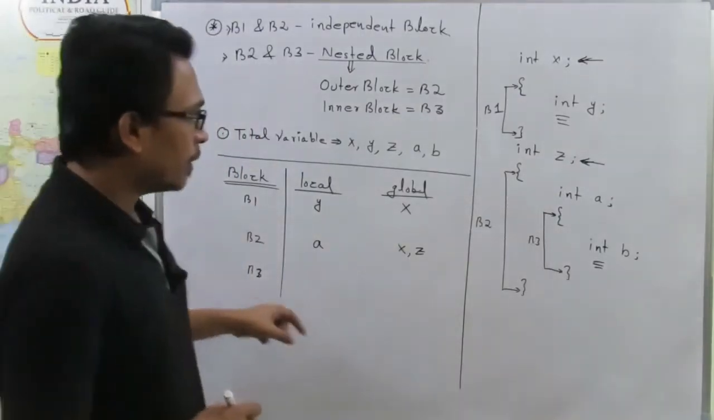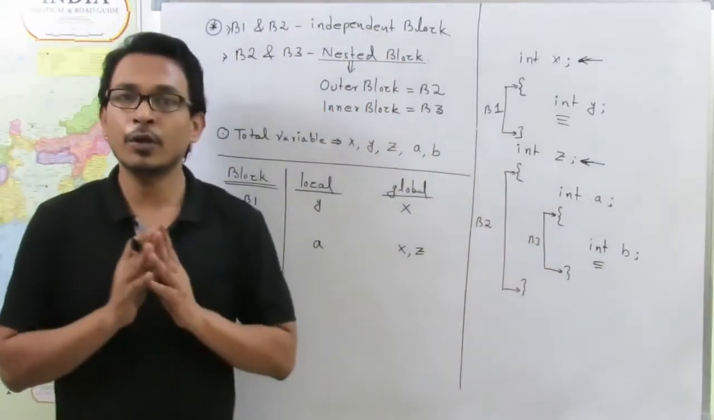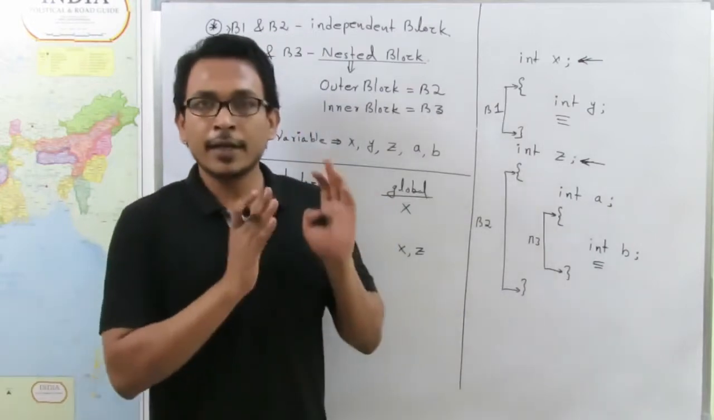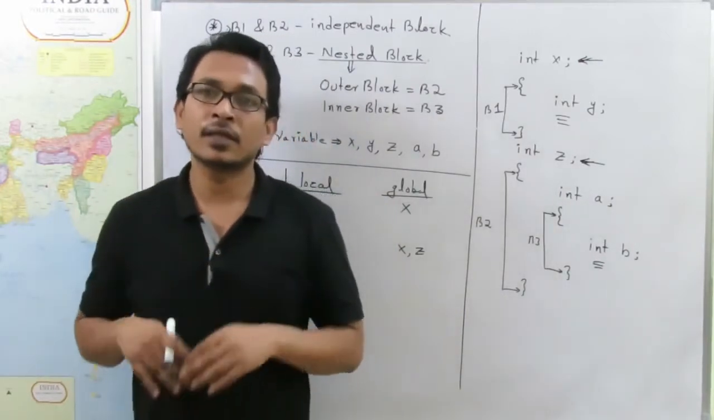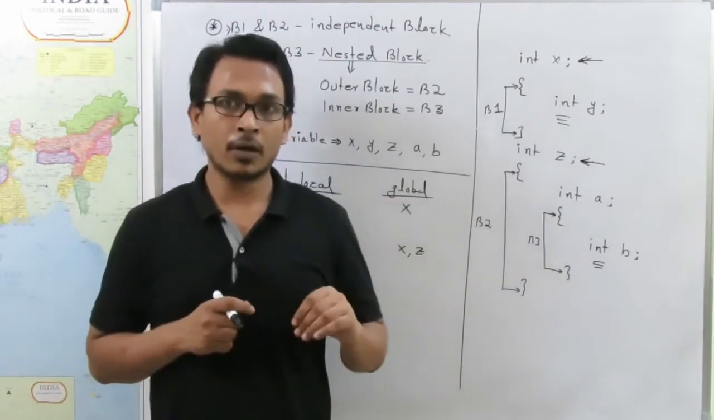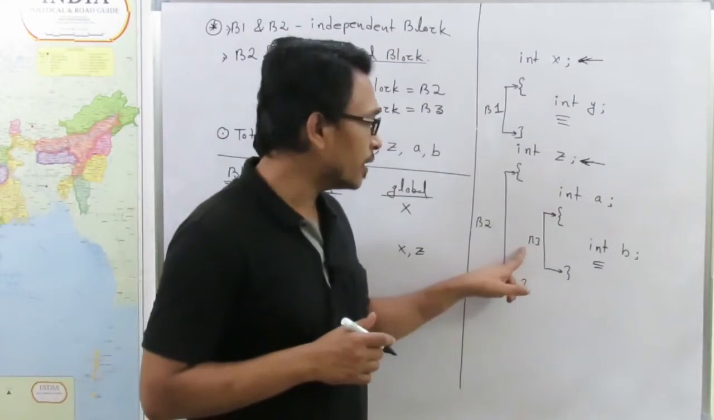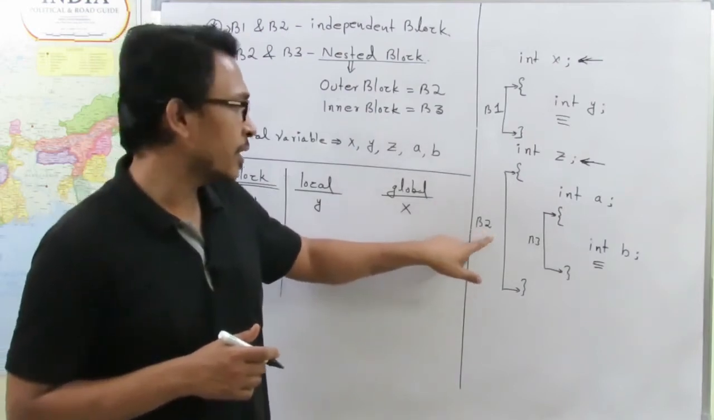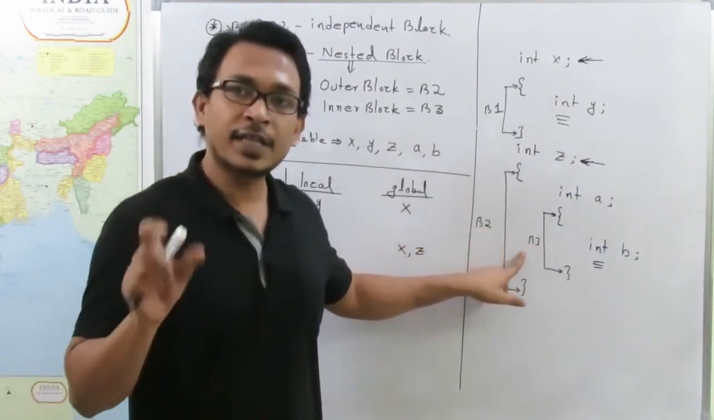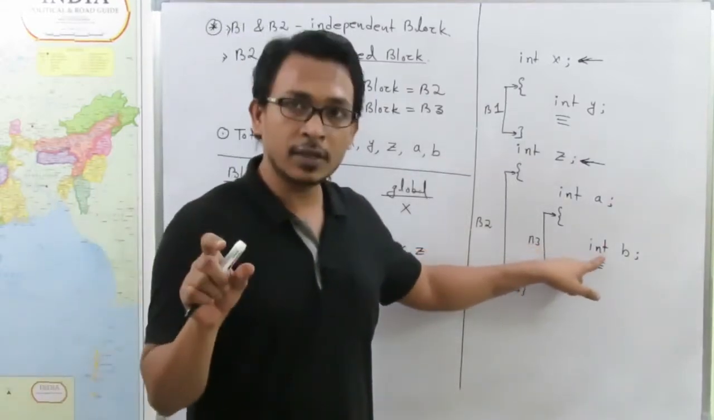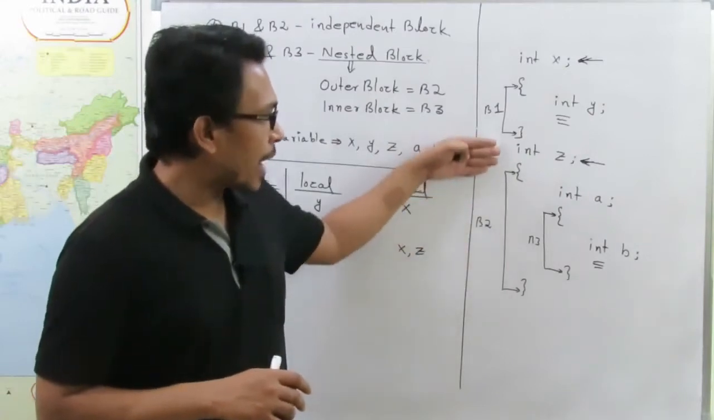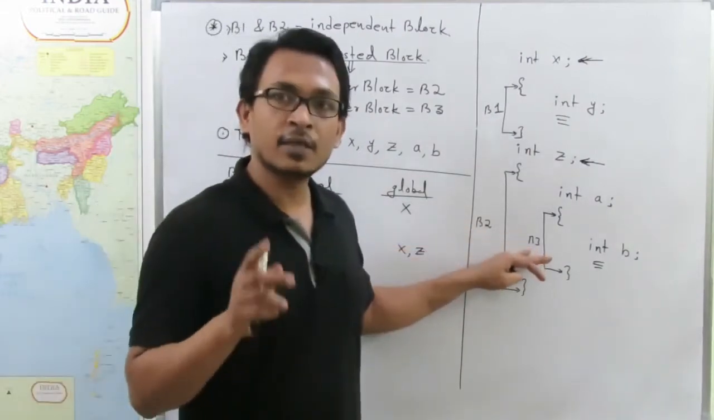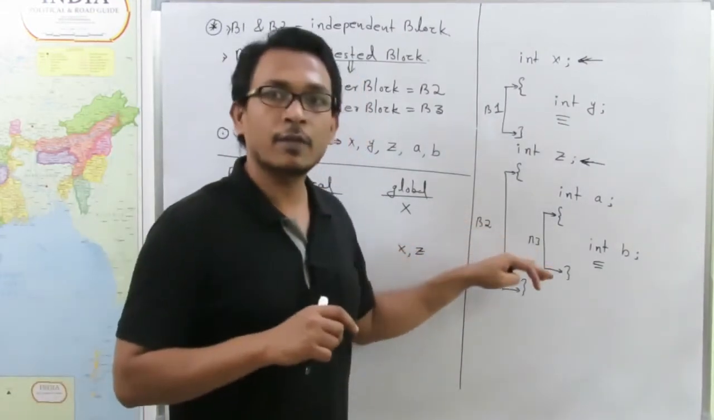Now the third block, that is our B3 block. Look, whenever we work with nested blocks, the innermost block can access all the variables that are declared in the outermost block. So this B3 block is declared inside the B2 block. What does it mean? That means the B3 block can access all the variables declared inside this B3 block as well as all the variables declared in the outermost block, and in this particular case that is the B2 block. That means B3 can access both variables of B2 as well as variables of B3.